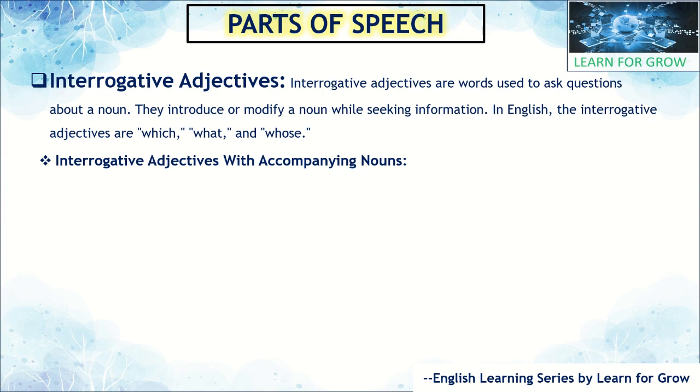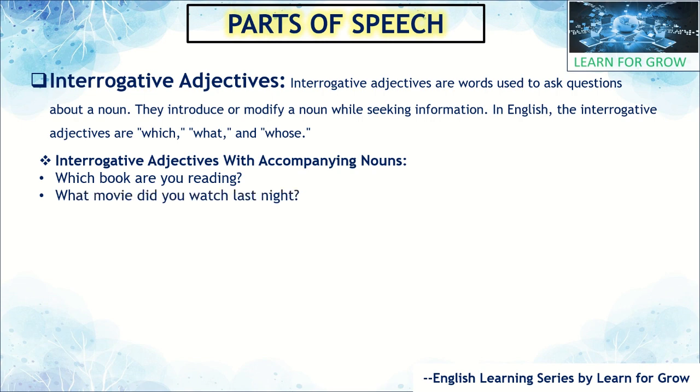Interrogative adjectives with accompanying nouns. See the example. Interrogative means you are making questions. While we are asking a question, we will use the interrogative adjectives. Here, which book are you reading? You are making the questions, right? We are asking the questions. What movie did you watch last night? At the end of each sentence, we will put a question mark. That was the interrogative adjectives, right?